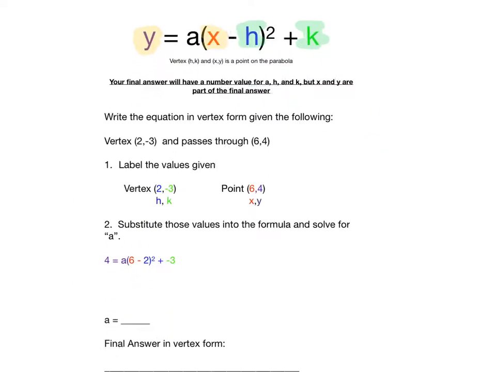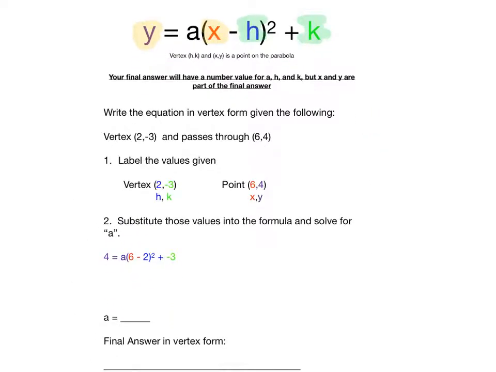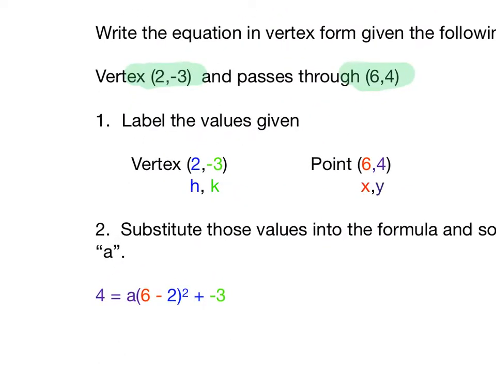So what we're going to do here is use that vertex form, and I'm going to give you an ordered pair for a vertex, and an ordered pair for a point that's on the parabola. So the first thing we want to do is label what we know. Well, if I tell you the vertex is the ordered pair (2, -3), then I know that my h value is 2 and my k value is -3. I also know my x and y values from the ordered pair are going to be 6 and 4.